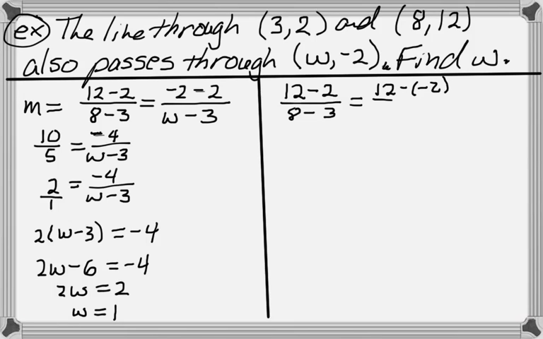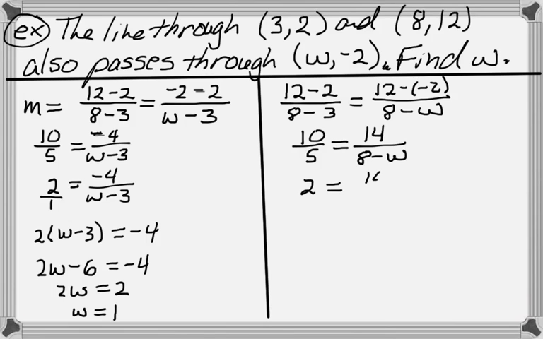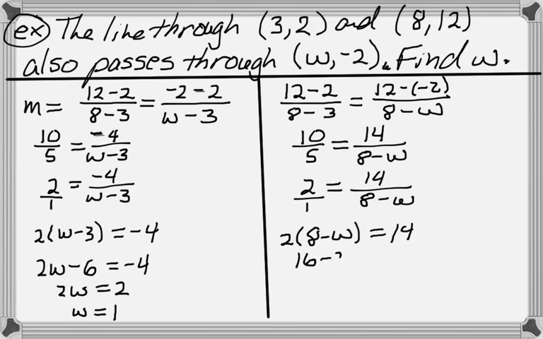what I could have done is I could have used the point (8, 12) rather, so I'm going to do the problem again doing that. So I get my slopes. So I'm just trying to show you that it doesn't matter how you approach it as long as you're consistent with what you do once you get involved in the problem. So I distribute the 2, and I subtract 16 from both sides, and then I divide by -2. So I get w as 1 in both cases.